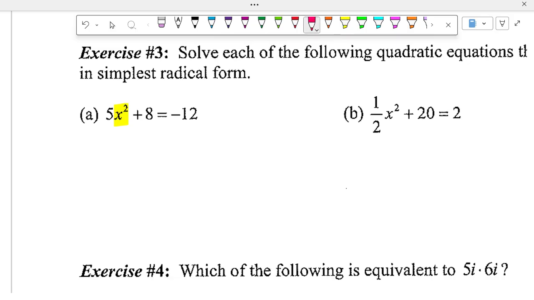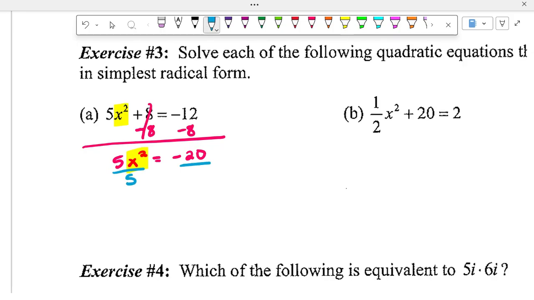If you're just solving a regular equation, let's pretend the x squared was just an x. What will be the first step to solve? Subtract 8 from both sides. That goes away. I get 5x squared is equal to negative 20. Now, still trying to get that x squared by itself before I can take a square root, what do I do next? Divide by 5. So, x squared is equal to negative 4.